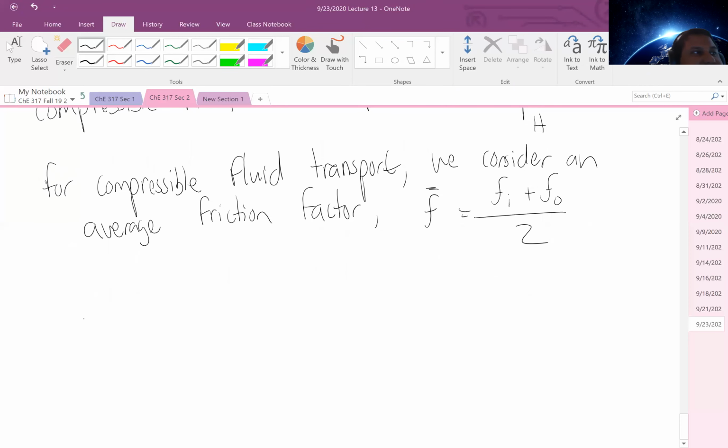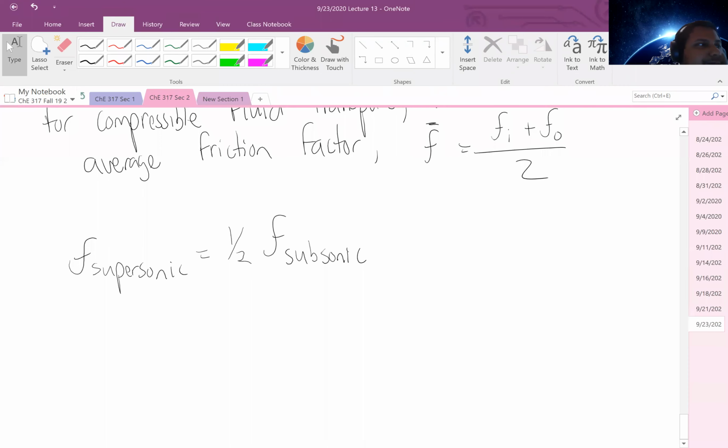One thing that we often consider as a rule of thumb is that for supersonic flow, we often find that the friction factors that we obtain are a fraction, about half, of what we see in subsonic flow.